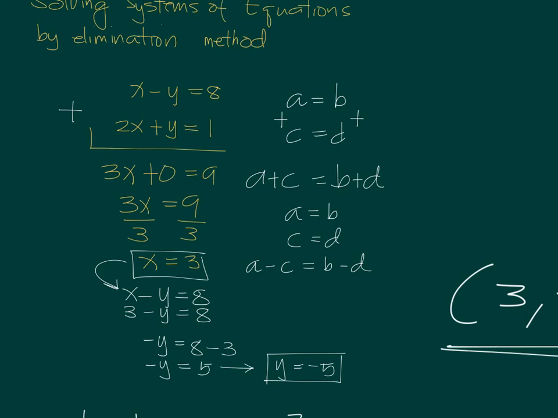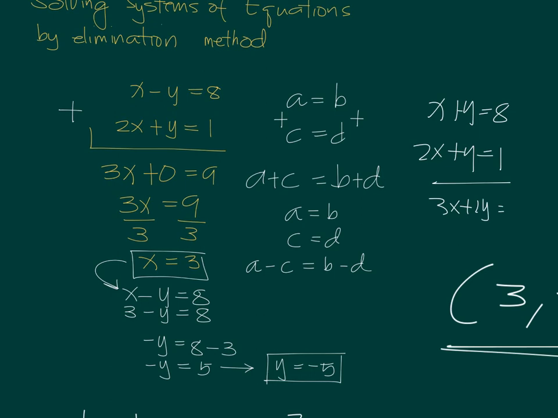Now, this is an example in which we added the equations, but sometimes there is a need to subtract the equations. So you might need to use the other idea. Here we used the idea that the sum of A and C is equal to the sum of B and D. Well, if the system of equations gives you, say, x plus y equals 8 and 2x plus y equals 1, then adding the equations will give you 3x plus 2y.